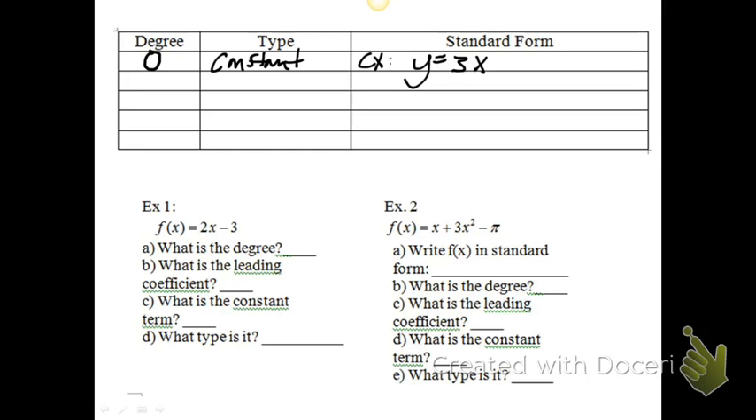I could write x to the 0 power next to it. Now you can see the degree, but isn't x to the 0, from what we learned last section, really just 1? So if it's 3 times 1, you don't need to write that. It just stays 3. So technically, a function that is just a number is a polynomial. The smallest and most basic of all polynomials, where the degree is 0, is called a constant.